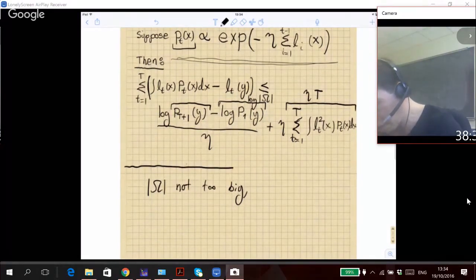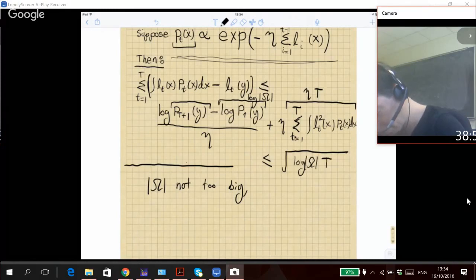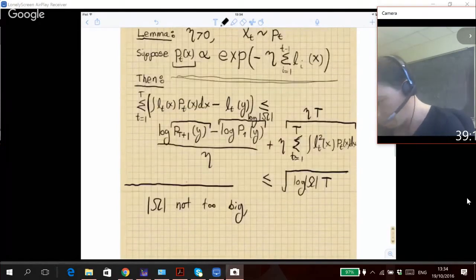So now if we optimize over eta, we basically get that this is bounded by square root of log of the size of the probability space times t, right? By picking eta to be exactly the product of these two things. So this immediately gives us this square root of t bound for the full information case. Okay? Full information is the expert setting.